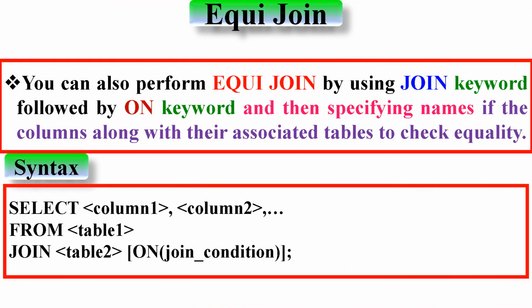You can also perform Equi Join by using the join keyword followed by the on keyword and then specifying names of the columns along with their associated tables to check equality. The syntax is select column 1, column 2, from table 1, join table 2, on, join_condition, semicolon.